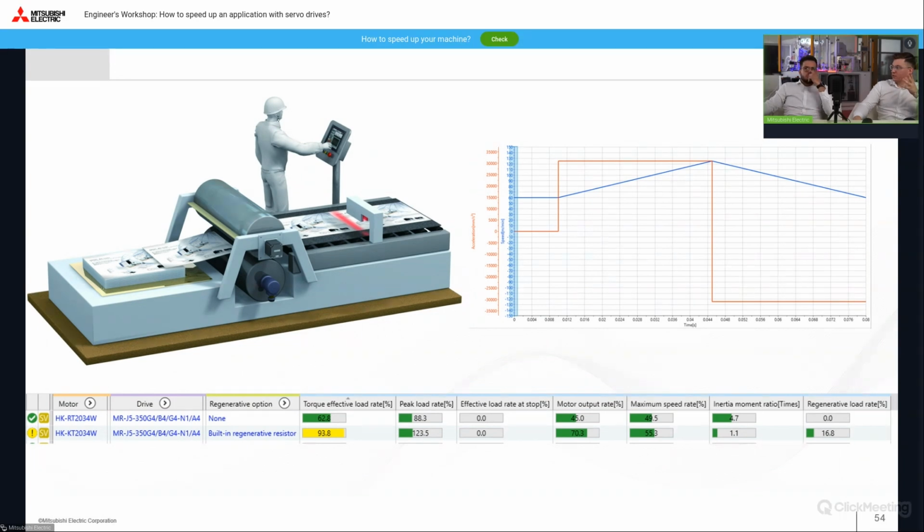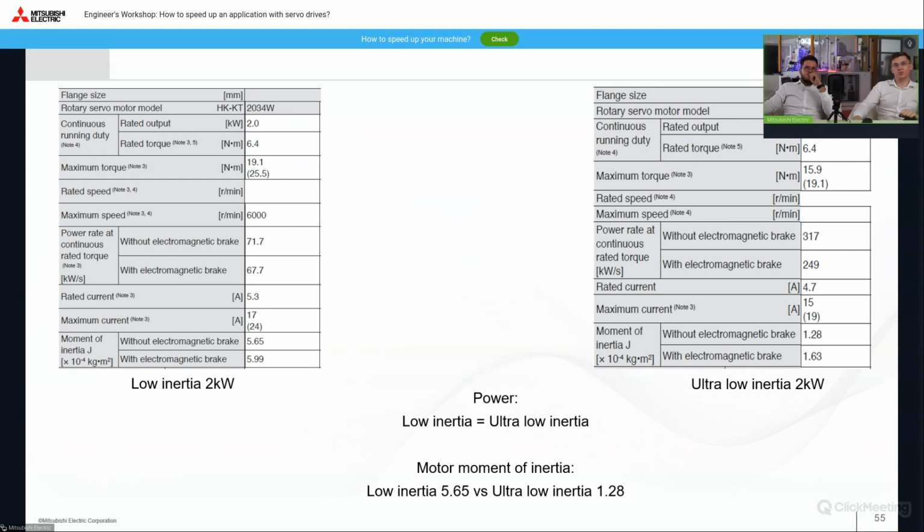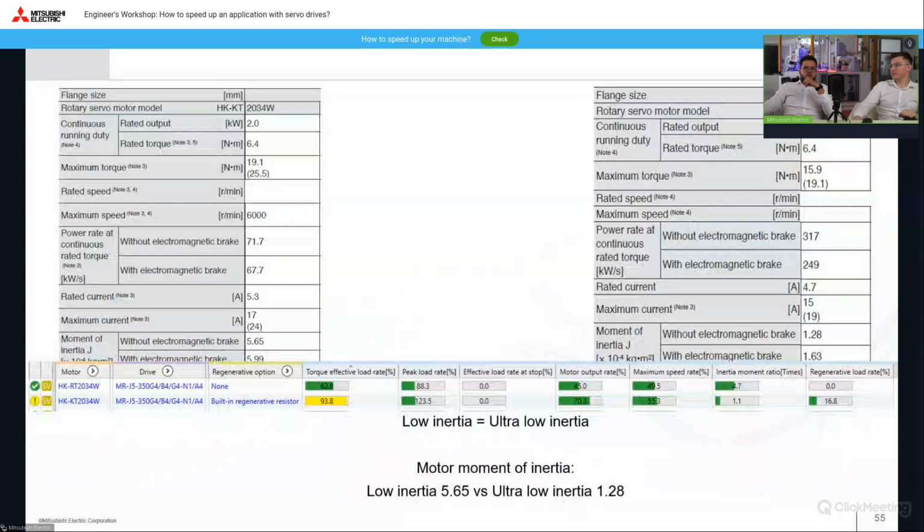Okay, and what were the parameters of this motor? Okay, so on the left hand side, you can see a 2 kilowatt low inertia motor, and on the right, an ultra low with the same power capacity. The ultra low inertia motor has about 4.4 times smaller inertia, and it is very noticeable in that case. Again, let's show the table from the sizing software. As you can see, the low inertia motor with the designation KT is on the limit, and the ultra low RT has a very safe reserve of torque.